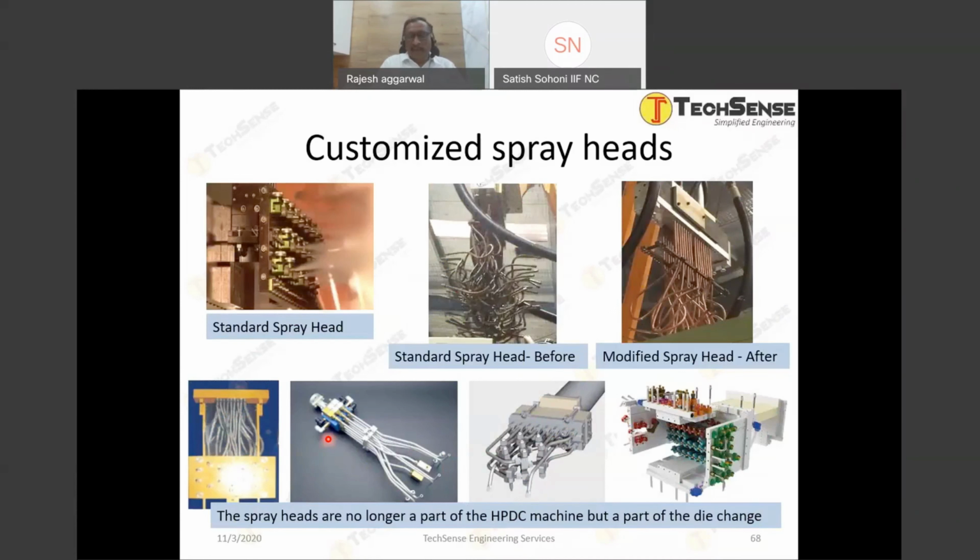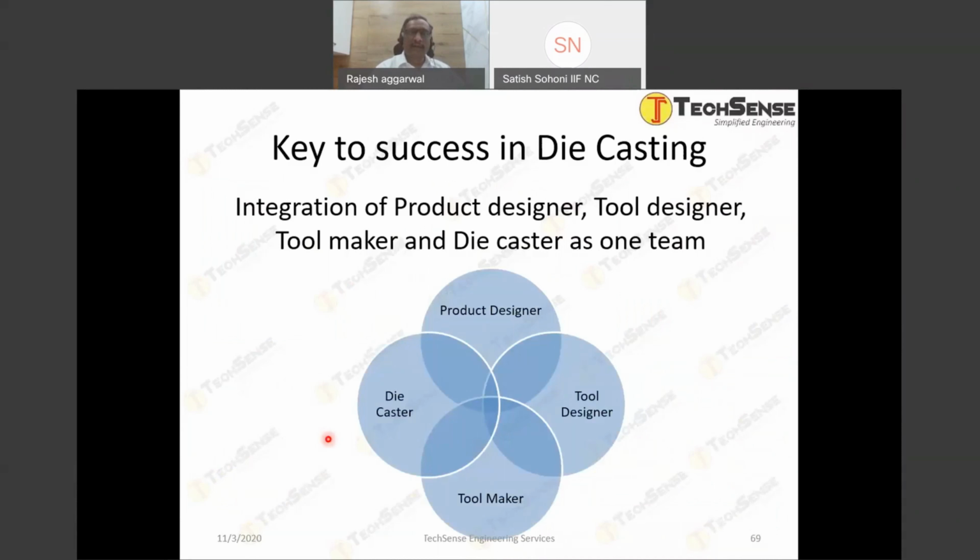So the important thing is to understand the criticality of the spray head and make it a part of the die change. As we change the die on the machine, we change the spray head. Again, this is my standard practice as well as the phenomenon. Integration of the product design, tool maker, and the die caster as one team is the key to success in die casting. If any one of the parameters is missing, it may lead to failure, or maybe incomplete success, or maybe more struggle, more time lost.